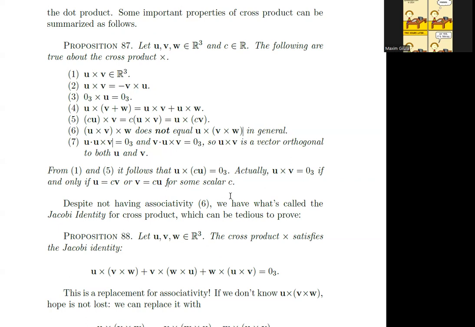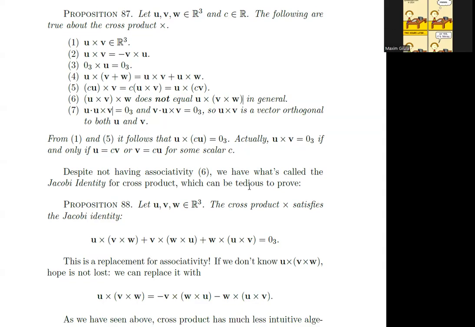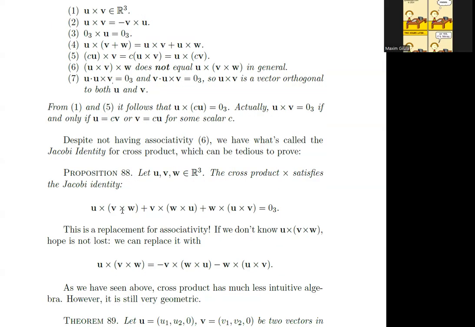And this is an interesting fact that you don't need to know or worry about here, but despite not having associativity, we can still work with something like u cross v cross w, even if we don't know what it is, because cross product satisfies some generalization of associativity called the Jacobi identity. So if we take u cross v cross w plus v cross w cross u plus w cross u cross v, it equals 0.